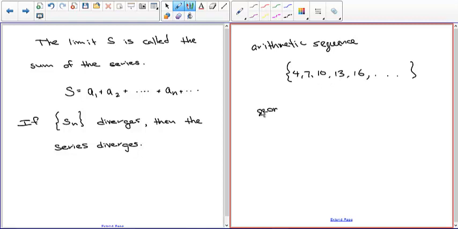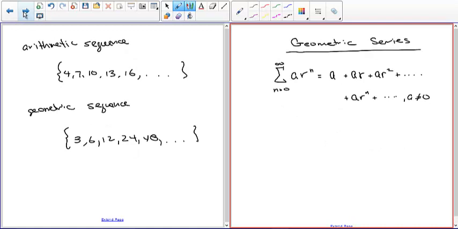And then you have the geometric sequence, and that looks something like, make sure I did this right, 3, 6, 12, 24, 48, and so on. Okay, so these are listings of numbers. You start with 3 and each subsequent number is double the previous number. So that's an example of a geometric sequence. So a geometric series is the same kind of thing, except you add the terms together.